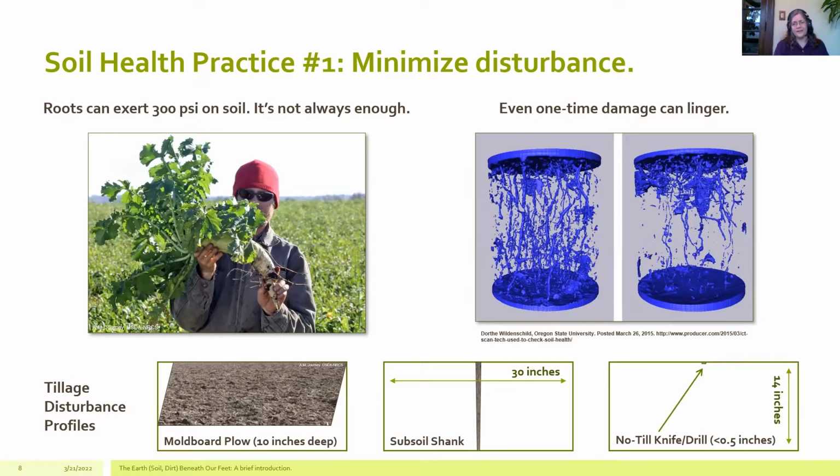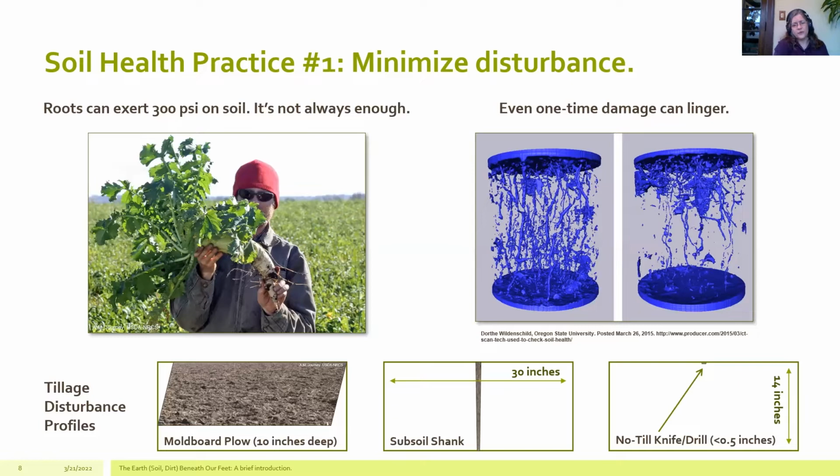And my colleague here, and this is that same field that we had in the beginning, is showing a tillage radish. And these are called tillage radishes because they poke these gigantic holes in soil. But even though that root could exert 300 pounds per square inch, and that's radially, not longitudinally, that's a lesser amount of pressure that the root can put on, it could not get through that compacted layer. We could hit it with a shovel. We knew it was there.